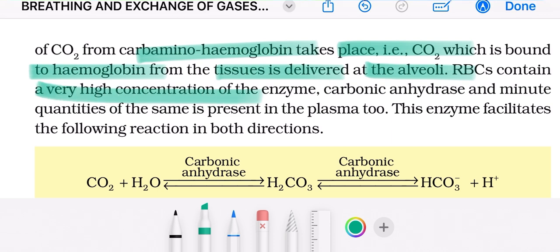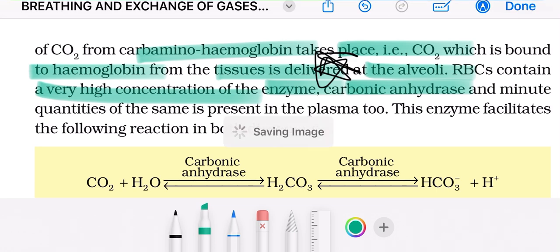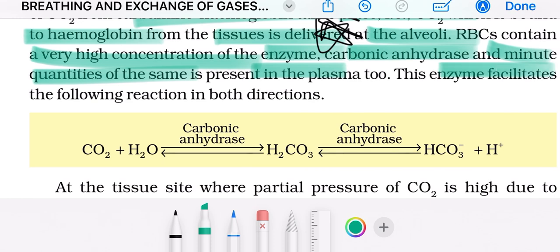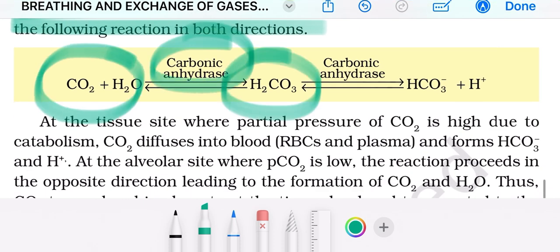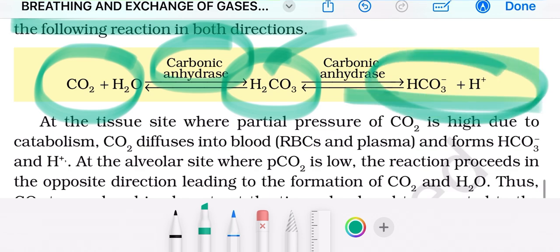RBCs contain a very high concentration of enzyme carbonic anhydrase, which converts it into carbonic acid, and a minute quantity of the same is present in the plasma too. This enzyme facilitates the following reaction. This is the reaction: carbonic anhydrase, carbonic acid, bicarbonate ion.